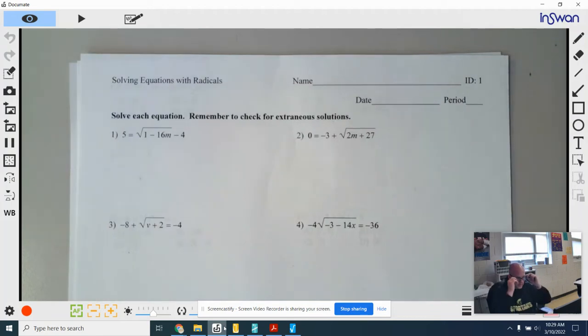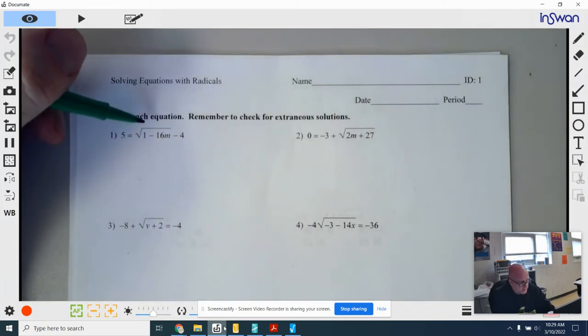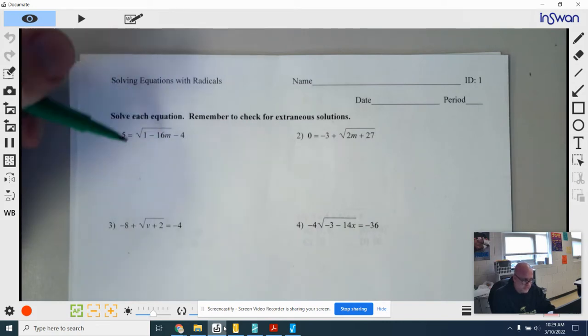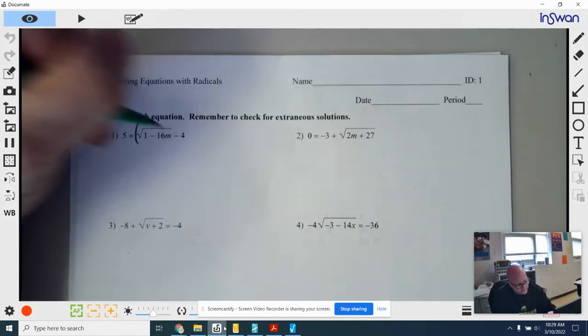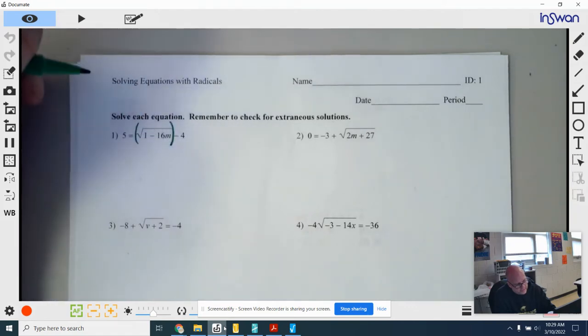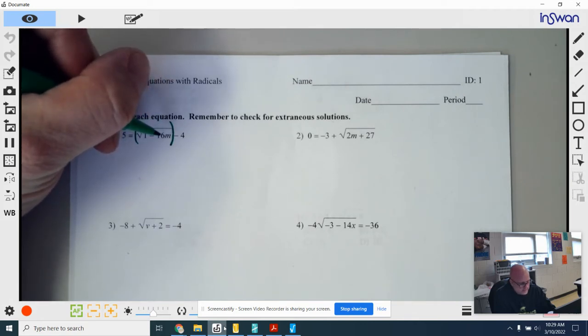Okay, for today's lesson, you're going to need the sheet that says solving equations with radicals. So we've done a lot of work with radicals, but today we're just going to expand that a little bit and solve some equations where radicals are mixed into it. So first off, if you see a radical, you need to know that I need to isolate that radical symbol to free up whatever variable is located inside.